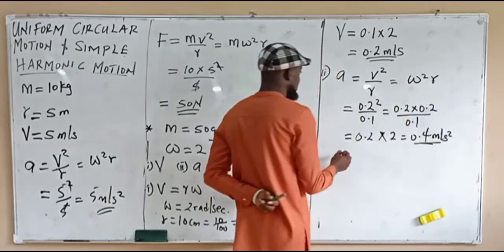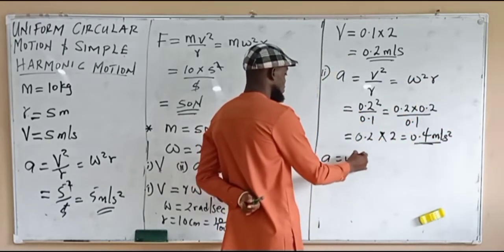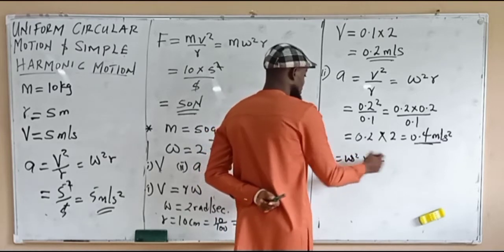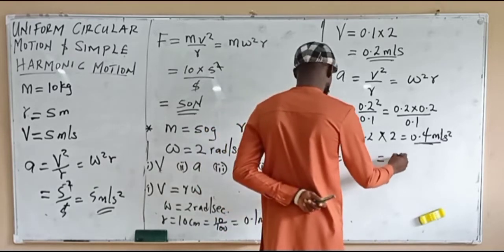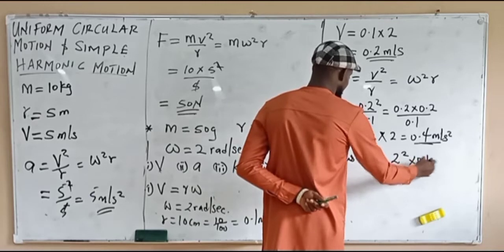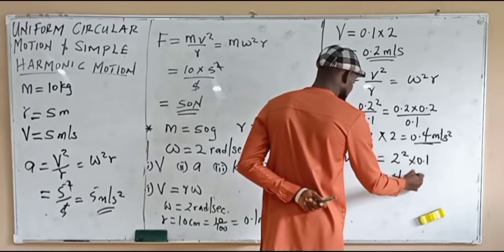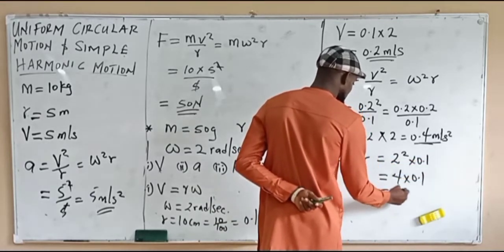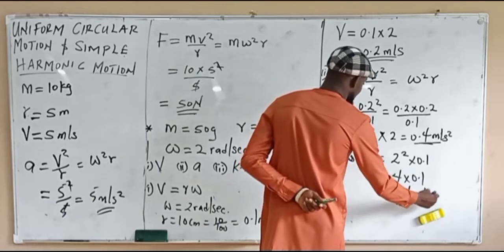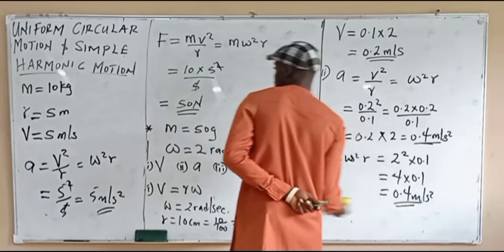But we can also try the other one. a is equal to omega squared r, which is 2 squared times 0.1. That will be 4 times 0.1, which is 0.4 meter per second squared. It also gives us that.